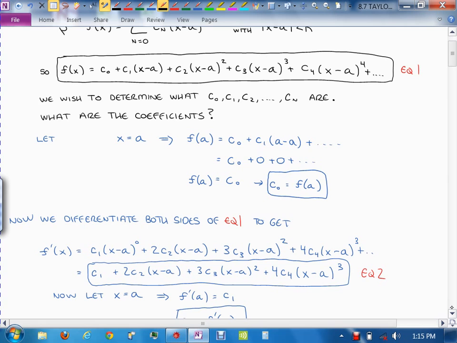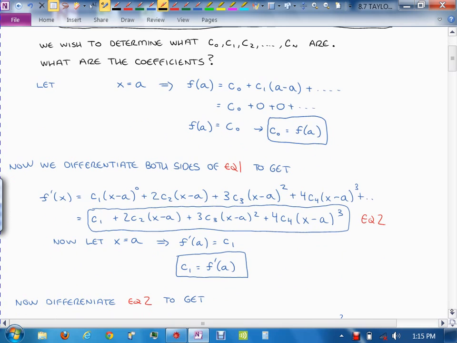That's equation 2 now. What I'd like for us to do is, again, let x equal a. If I let x equal a, what happens? Everything that has x minus a in it goes to zero, doesn't it? Gone, gone, gone. And all you get is c sub 1. So the first derivative evaluated at a, that means plugging a in here, turns out to be just c sub 1. So c sub 1 is f prime of a.